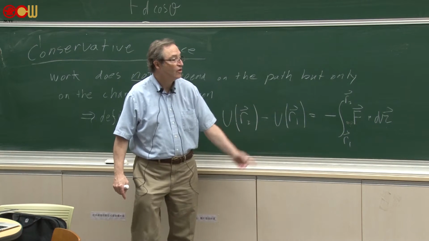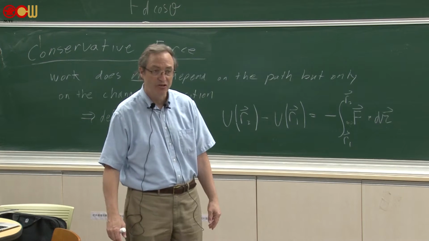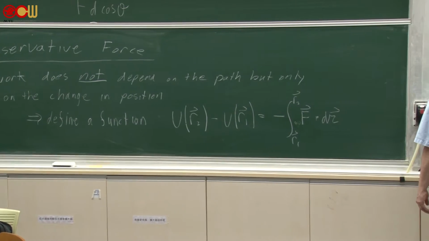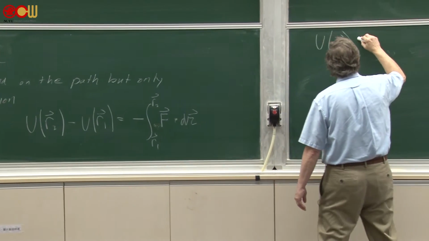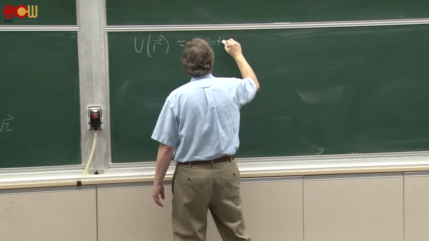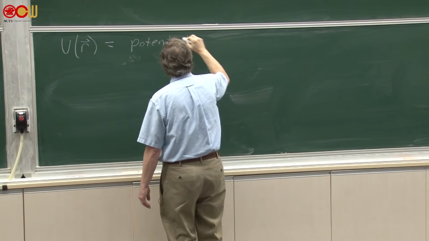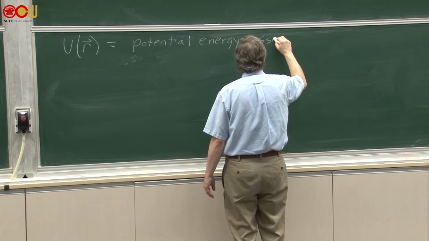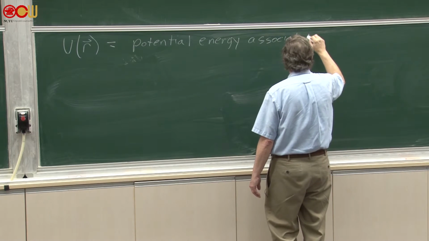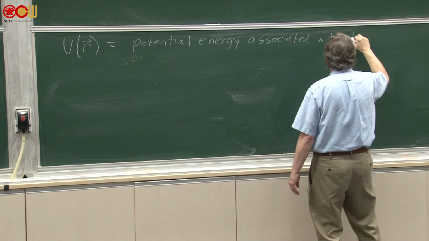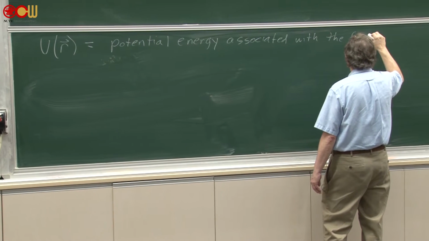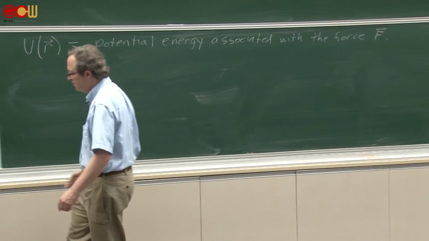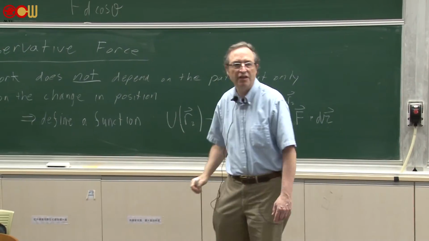These functions are called the potential energy of the system. So U of R is equal to the potential energy associated with the force F. All right, so we have a force F, and we have a potential energy that goes with it.